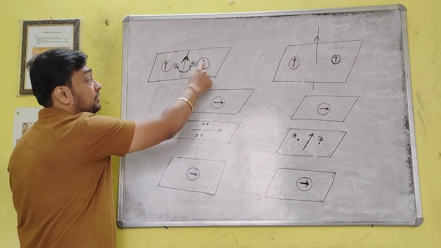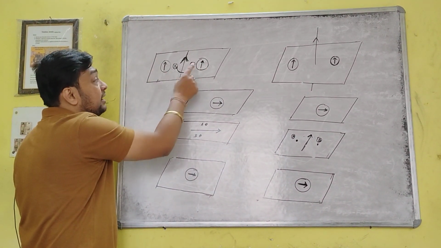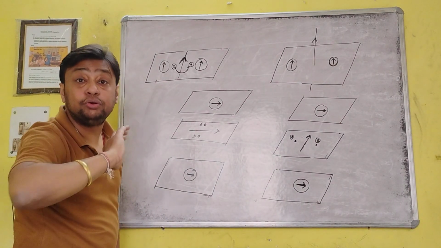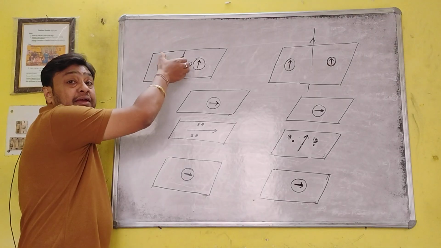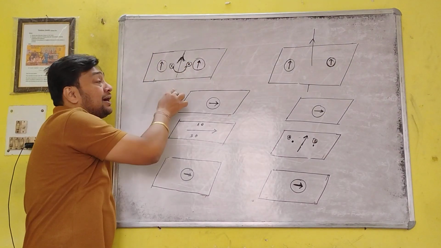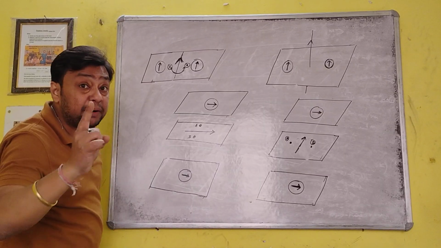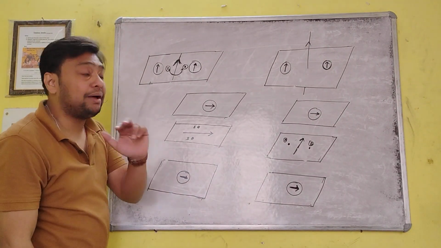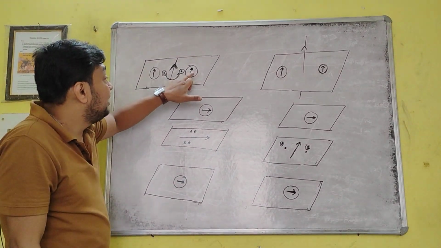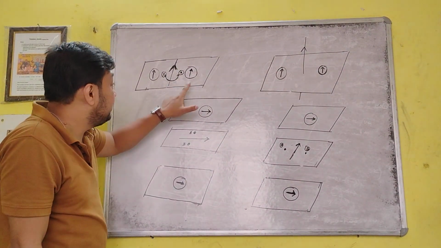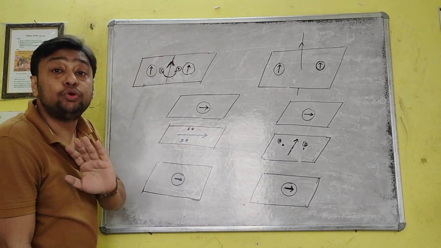Whether the compass is on this side or on this side, there will be no deflection, because the plane of the magnetic field created by the current carrying wire is perpendicular to the plane of the needle. So in this case, for both compasses, there will be no deflection.